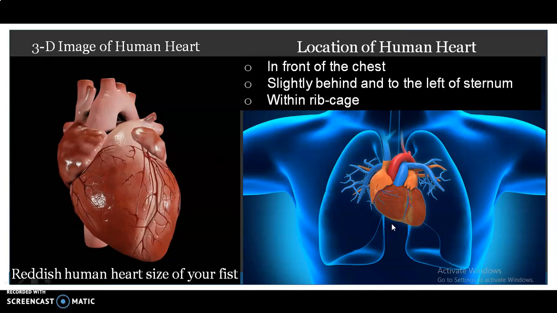While reading about the respiratory system, we have come to know the location of sternum, which is here. So slightly behind the sternum and left of sternum. This is left lung. Slightly towards the left of the sternum, our heart is present. And it is protected within our rib cage. The rib cage is not shown here, but we know that lungs are present within the rib cage. So also the human heart. It is protected there.